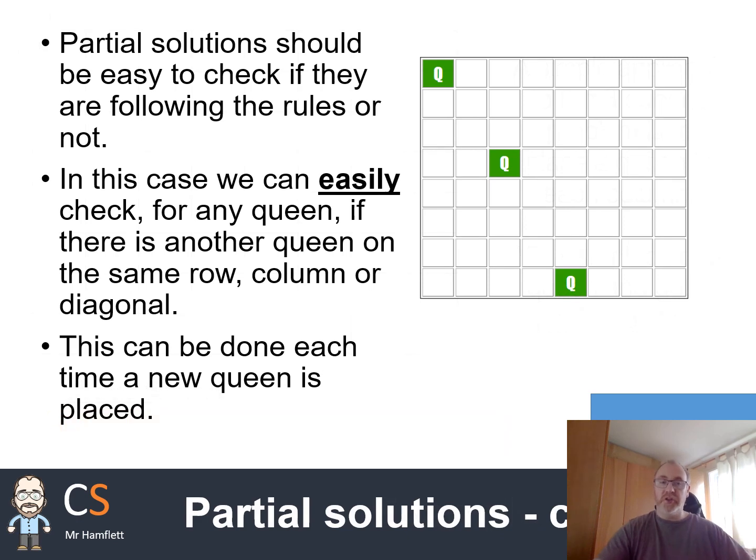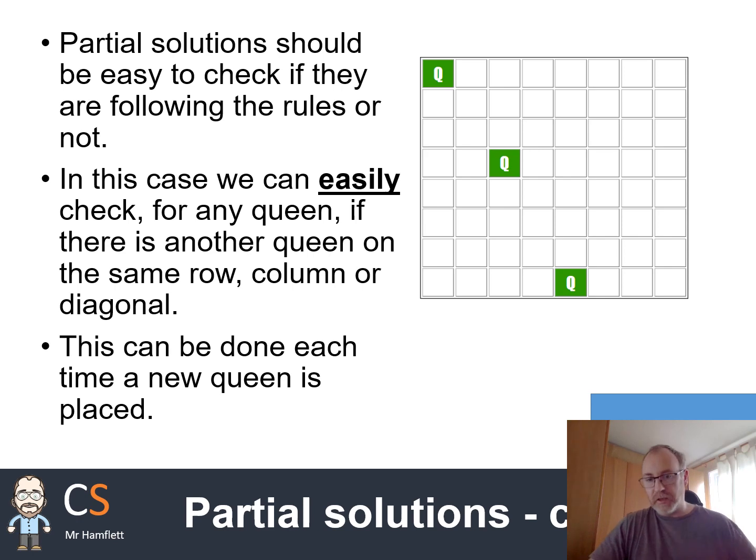So a partial solution should be easy to check, whether it's following the rules or not. In the 8 queens problem, it's dead easy to check whether a queen's been placed correctly. We just simply go up, down, left, right, diagonally. Is there another queen in that row or not? And we can do that as we place a queen, so we don't have to place all the queens and check every single queen. We just simply check the last queen that's placed.